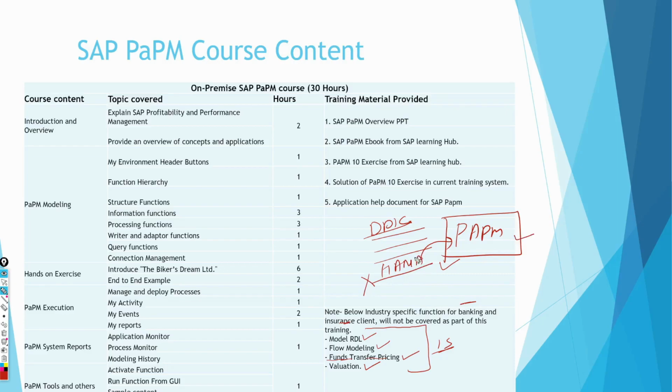But the creation of HANA tables and HANA views is not part of this training. That is HANA Analytics, a separate training altogether. Same way, there are BW InfoObjects. Certain BW InfoObjects we can create from PAPM itself, but we can also consume external BW objects into PAPM. So creation of BW objects in BW is not a part of this training, but consuming existing BW objects in PAPM is a part of the training.